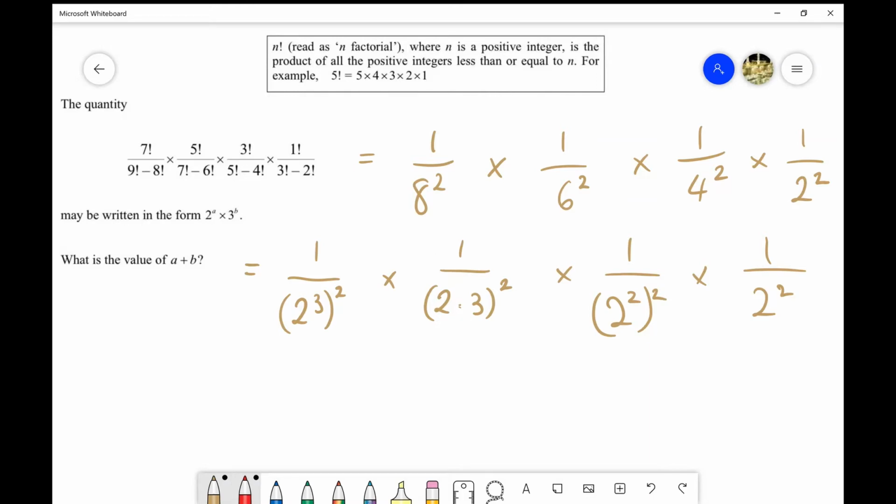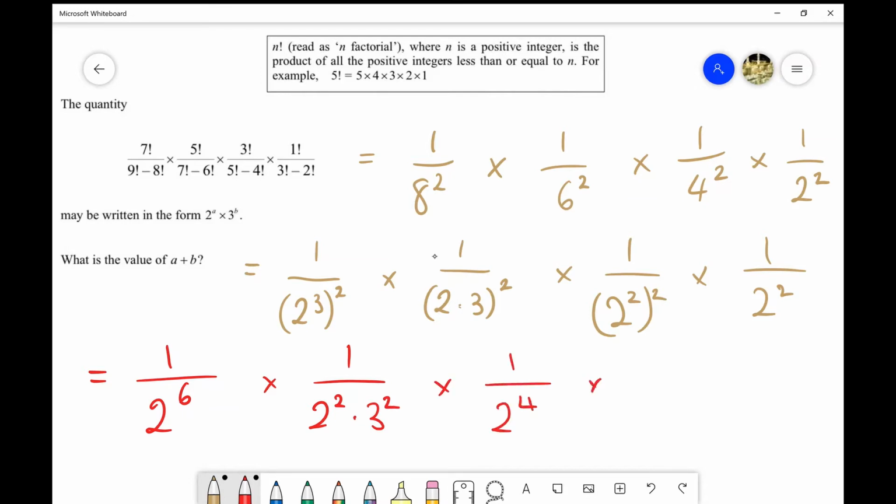I'll get rid of this. Change it to red, because I like red. Now, I'm going to write this as a power of 2, 1 over 2 to the 6. Remember, you multiply the powers. Here, I've got 1 over 2 squared times 3 squared. I've got 1 over 2 to the 4, and I've got 1 over 2 squared. Hopefully all of this is making sense.